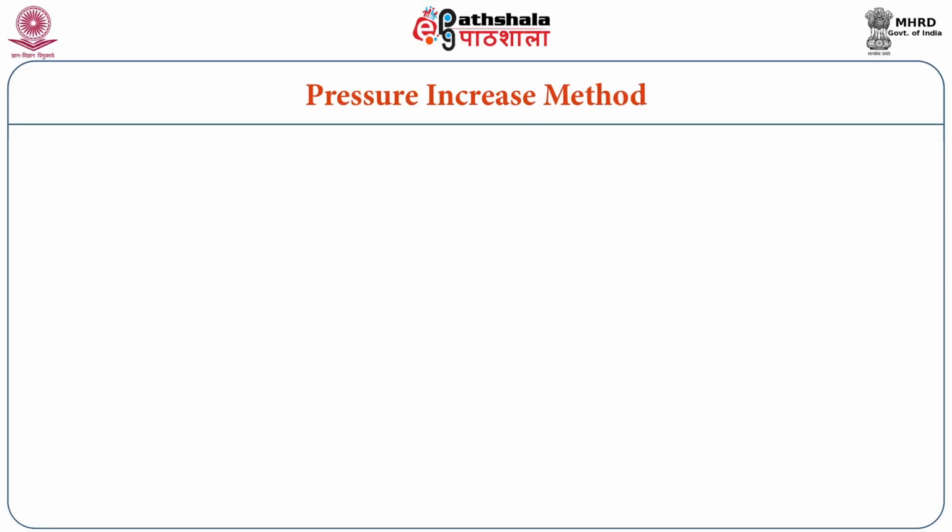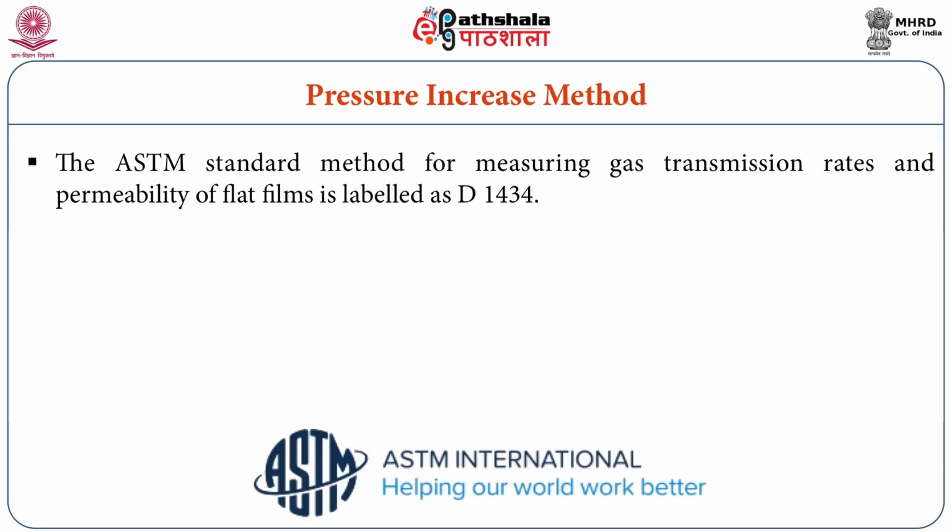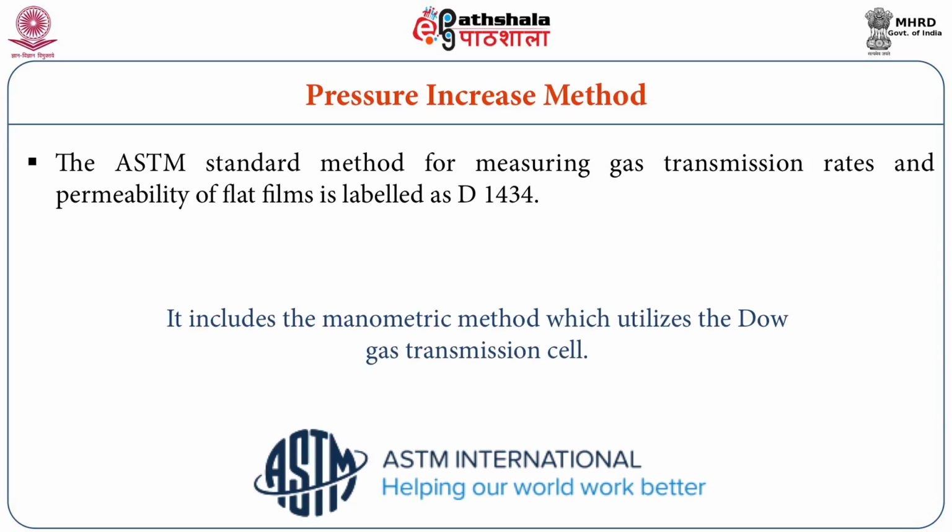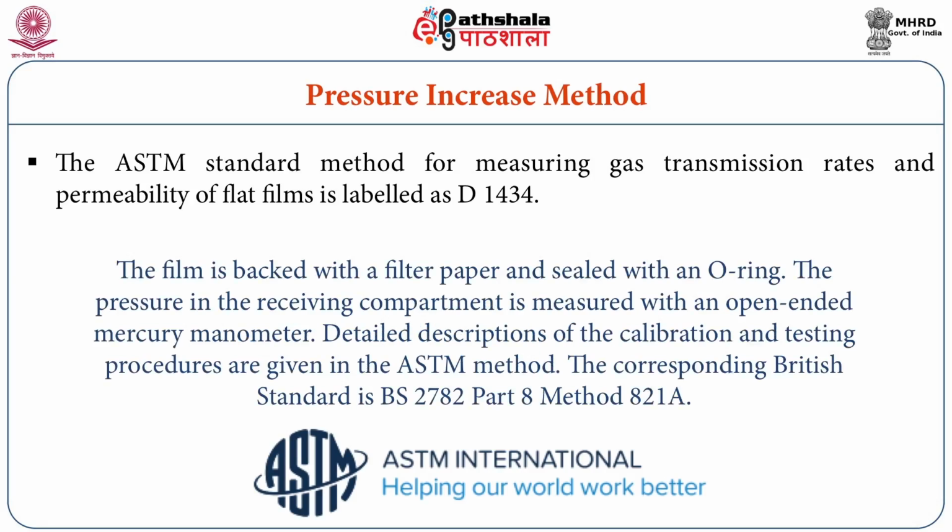First one is the pressure increase method. The ASTM standard method for measuring gas transmission rates and permeability of flat films is labeled as D1434. It includes the manometric method, which utilizes the Dow gas transmission cell. The film is backed with a filter paper and sealed with an O-ring. The pressure in the receiving compartment is measured with an open-ended mercury manometer.